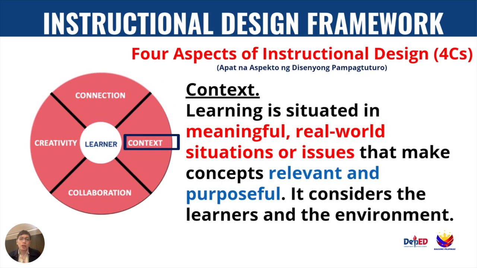So the first aspect is context. This means that learning is situated in meaningful real world situations or issues so that concepts become more relevant and purposeful to the learners. And when instruction is grounded in context, learners are better able to see why what they are learning matters. Context also refers to the learner's situation or the learning environment, for example, the prior knowledge of the learners, their needs, experiences, or the real world conditions that make learning meaningful and relevant.